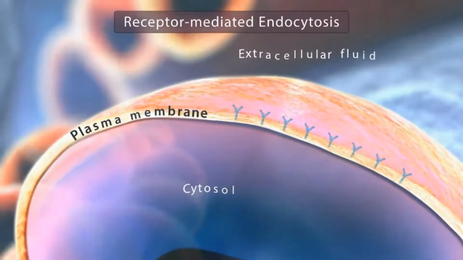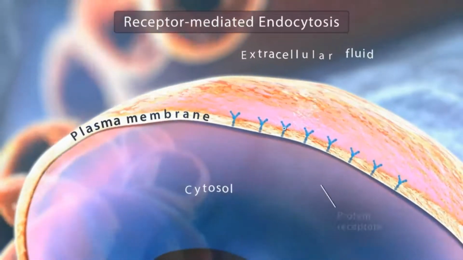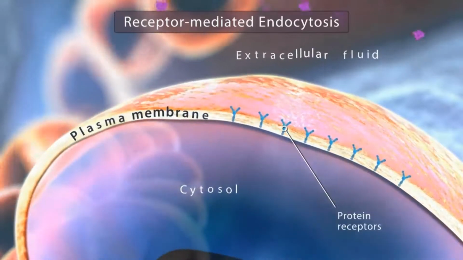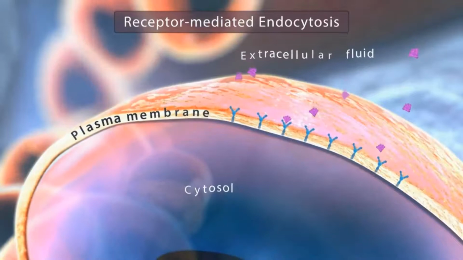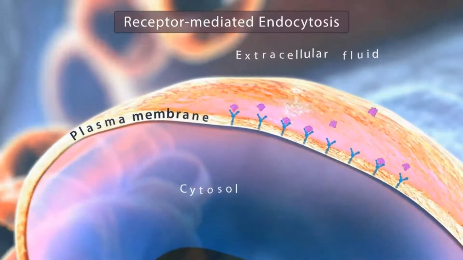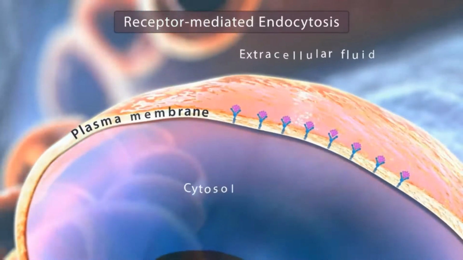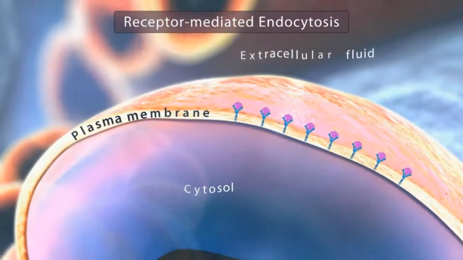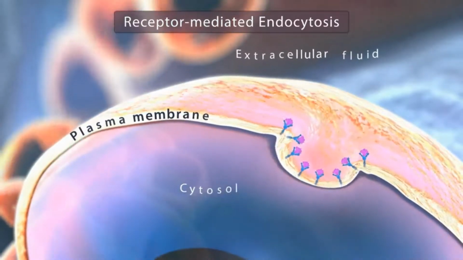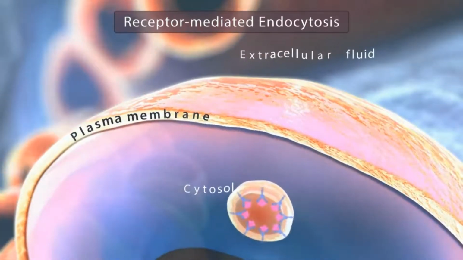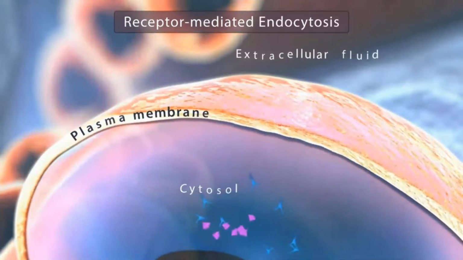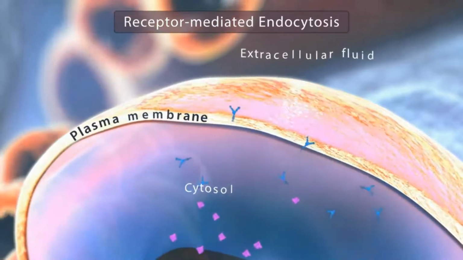Receptor-mediated endocytosis occurs in cells containing specific protein receptors on the surface of their plasma membranes. When molecules such as hormones or antibodies that the cell needs attach to the receptors, it causes the membrane to cave in and surround the molecules. The receptors are returned to the cell's surface and the molecule is released into the cytoplasm.